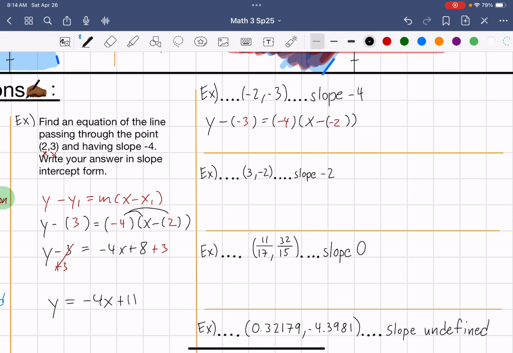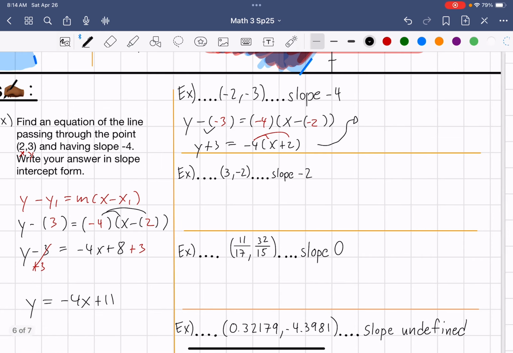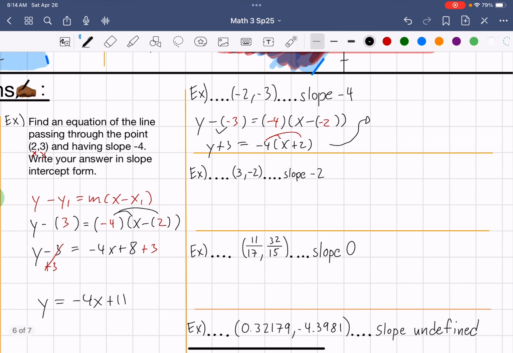Because hopefully you remember that a negative times a negative is a positive. And then these two negatives also become positive. And I'm going to do that before I distribute this -4. Let's bring it over here. It's going to be y plus 3 equals -4x minus 8.